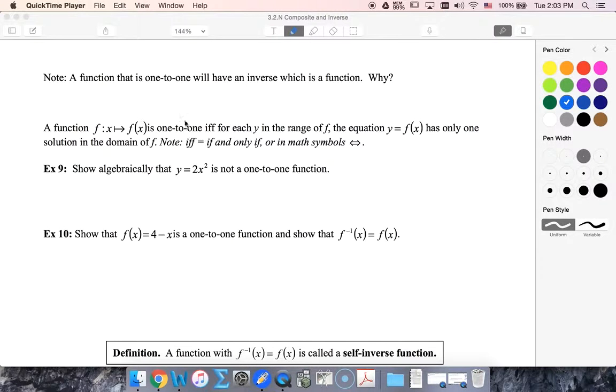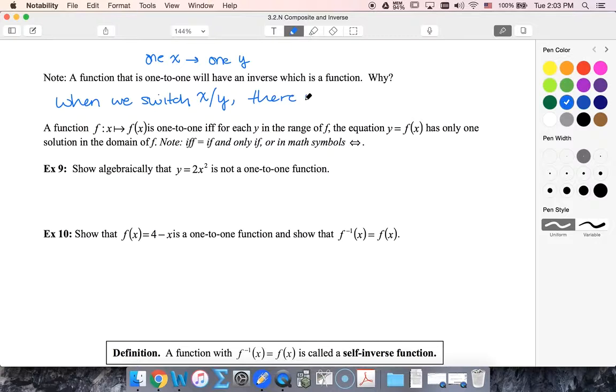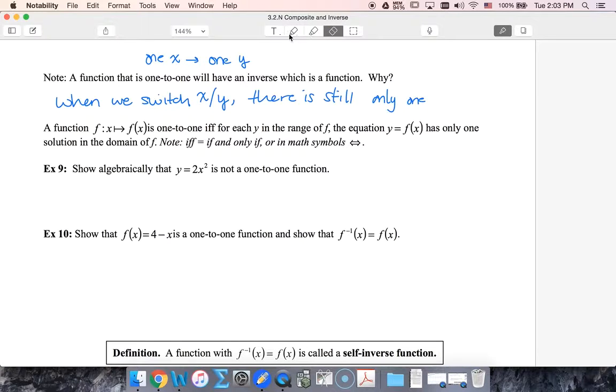So earlier we saw a one-to-one function. A one-to-one function means that for one x, there's only one y. So if I take the inverse of that, every x has only one y, so if I flip those points around, every one y will have only one x. So there's still only one y for each x.